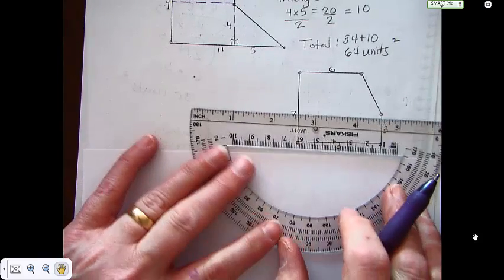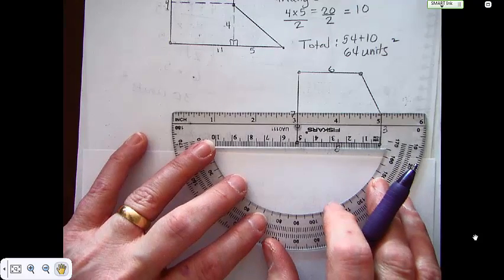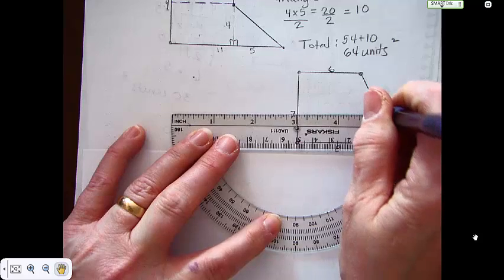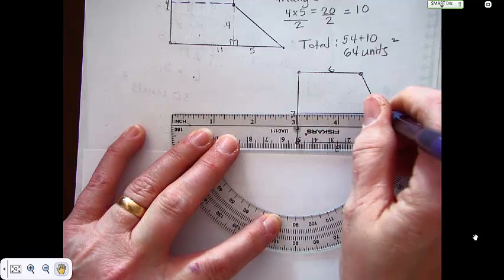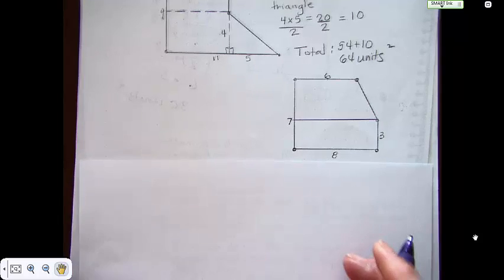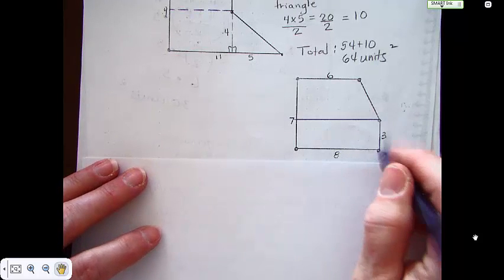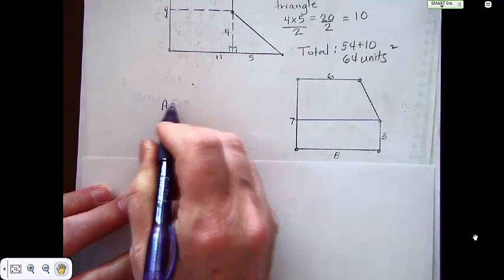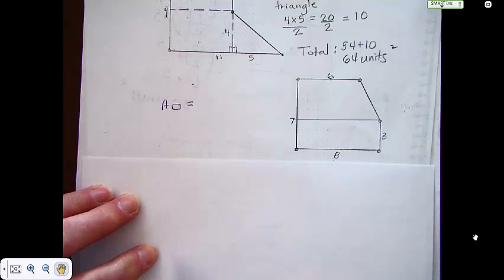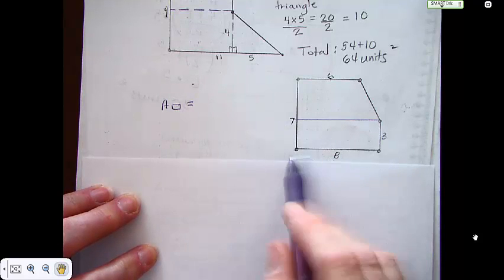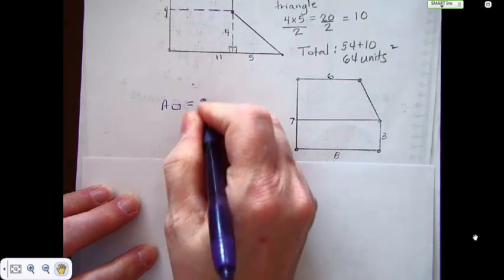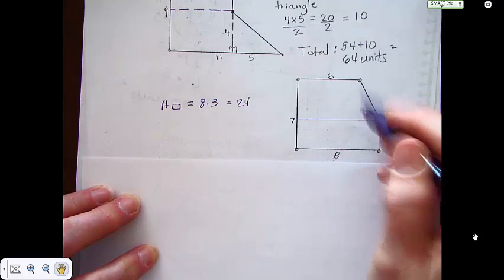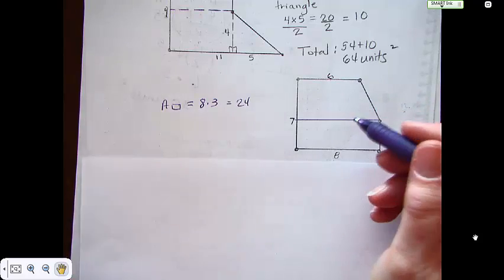One way I've seen this done is to divide this way. So then this becomes a rectangle, and the area of the rectangle is 8 times 3, which of course is 24. And then right here we have a trapezoid.